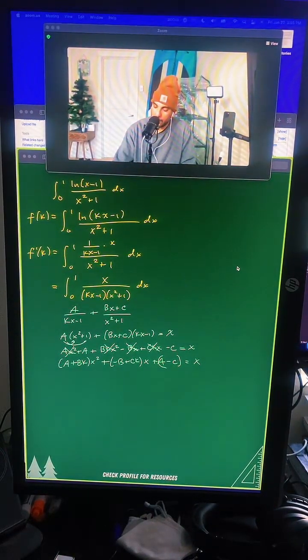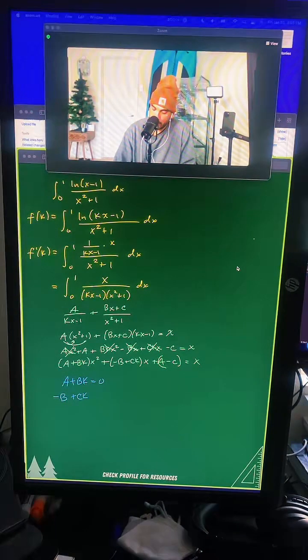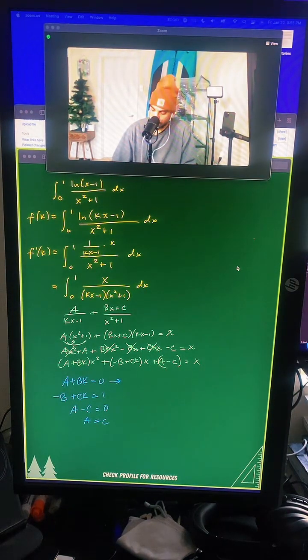So this tells me, if we try to match it to the right side, that a plus bk is equal to 0, negative b plus ck is equal to 1, and a minus c is equal to 0. So then a is equal to c, which I think can prove helpful, because I can plug it into the equation on this side. And so I have c plus bk is equal to 0. And then if I combine it with the second equation, I can do ck minus b is equal to 0.